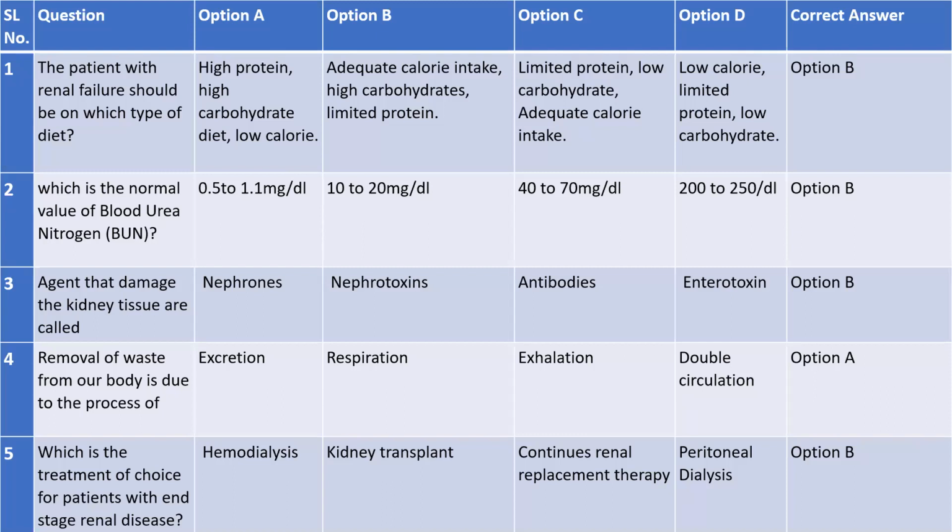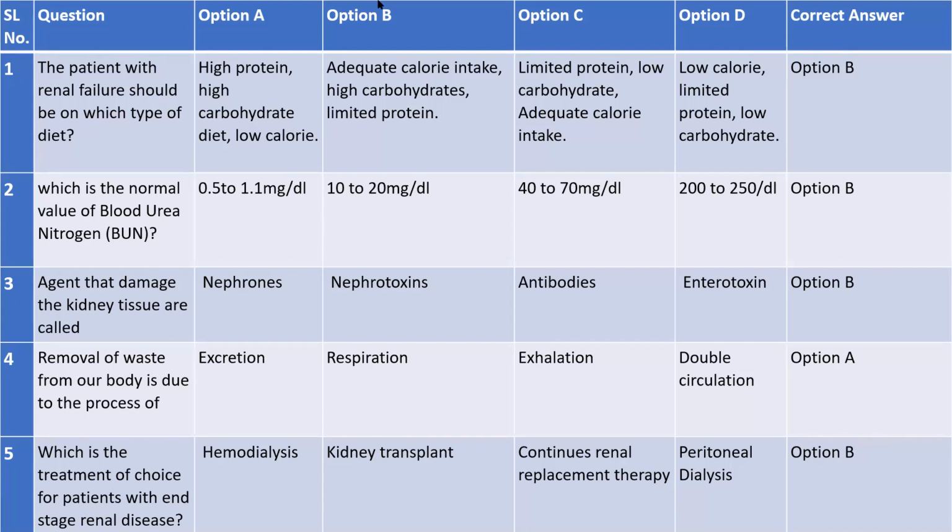So number one question, all these are very tricky questions. The patient with renal failure should be on which type of diet? That means a person who has kidney failure. It is not mentioned whether he has acute renal failure, chronic renal failure, or PKD. It's just mentioned that the patient with renal failure should be on which type of diet.